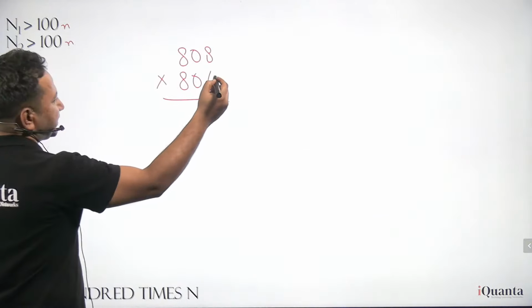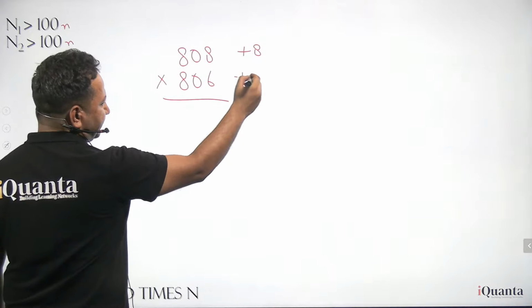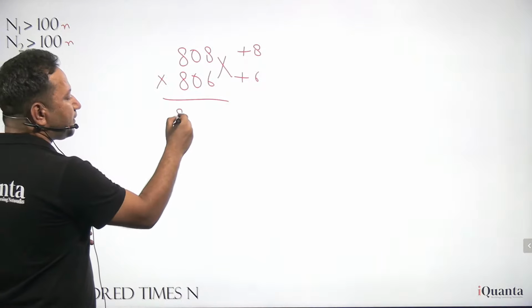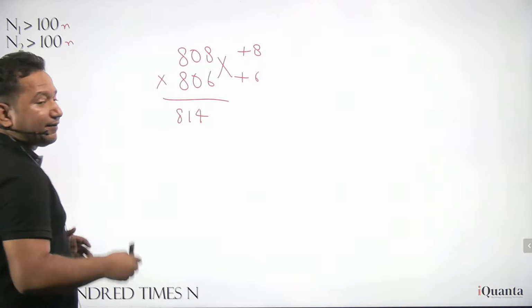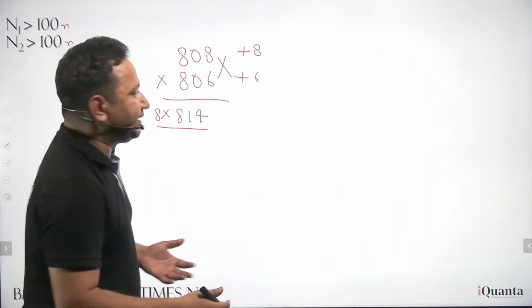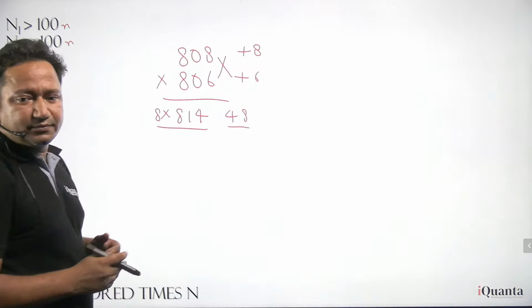Here the base is 800, all right? This is 8 more than 800, this is 6 more than 800. Now if I add 808 to 6, I'll get 814. And I'll have to multiply this with 8 because the base is 800. And 8 times 6 is 48 over here. Let us do this.